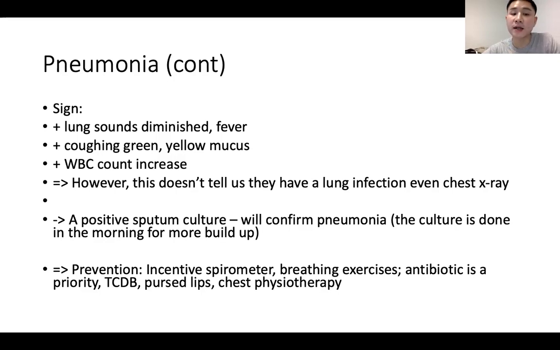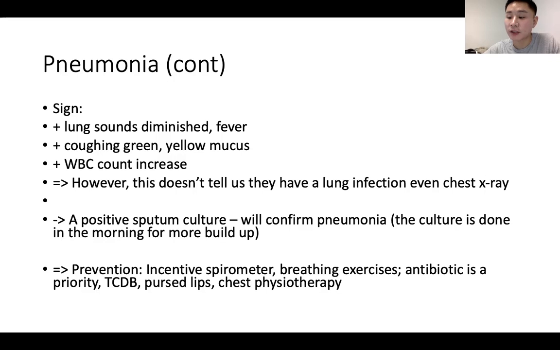The culture is done in the morning for more buildup. So it is important for us to remember that an X-ray is to visualize the condition of the patient's lungs, but it is not a confirmatory test that can tell us the patient has pneumonia. A confirmatory test is a positive sputum culture. And we always do the culture in the morning for more buildup. So here's the thing about the culture.